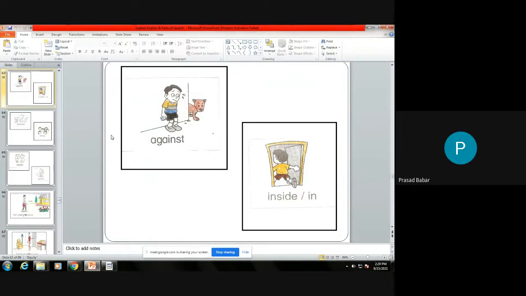Then the next is in the fourth picture, the boy is entering into the room. Okay, so here you can see that they have used inside or in as a preposition.